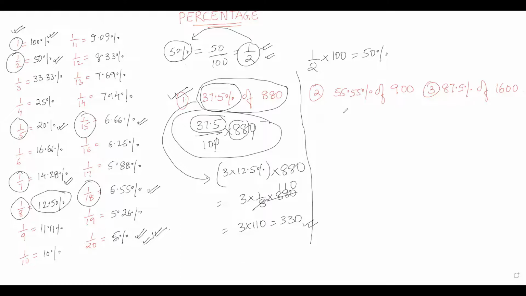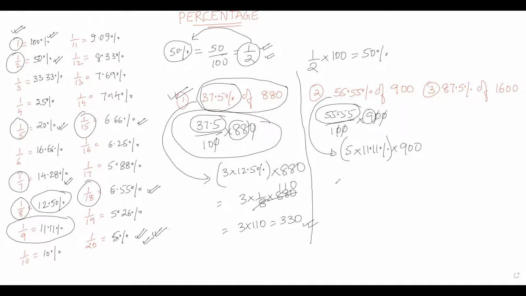Let us see some more examples here. If I want to find 55.55% of 900, again I can write it as 55.55 upon 100 times 900. So I can cancel this out, and then I can multiply this times 9. Or else, if we look here, 1 by 9 is equivalent to 11.11%. So this 55.55% can be written as simply 5 times 11.11% times 900. Why? Because this 11.11% can be written as 1 by 9. Now we can cancel 900 and 9. So this would be 100, and 5 times 100 would become 500. So we can see that the calculation becomes very easy in this case.